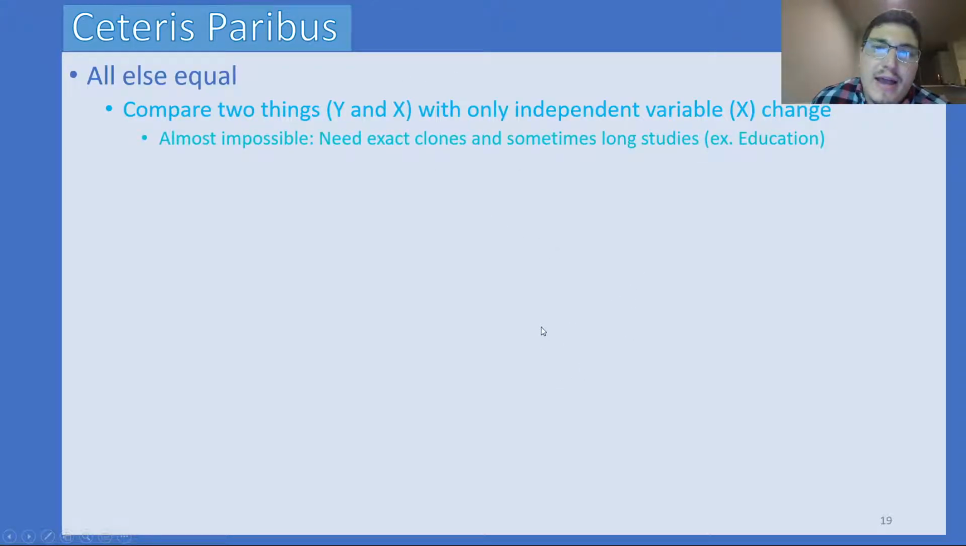But it's almost impossible to have this be the case, because in order to compare two different things with only the x changing, you need to have a lot of control over the situation. Really, what you need is two exact clones in the exact same second with slightly different parameters. So you need parallel universes, all sorts of things. It's impossible. So we settle with getting it through some techniques.